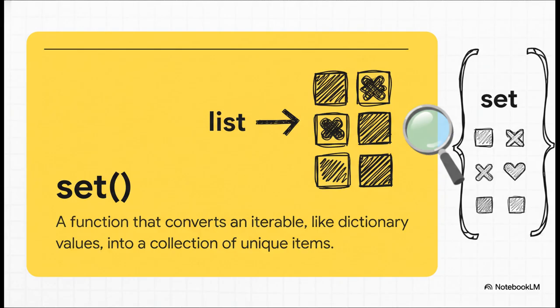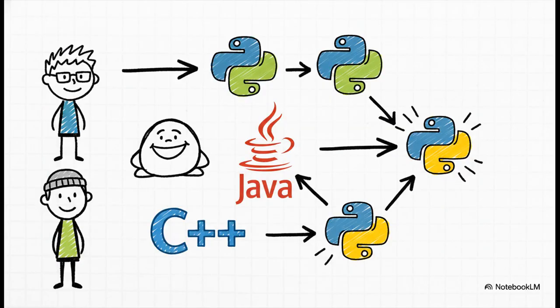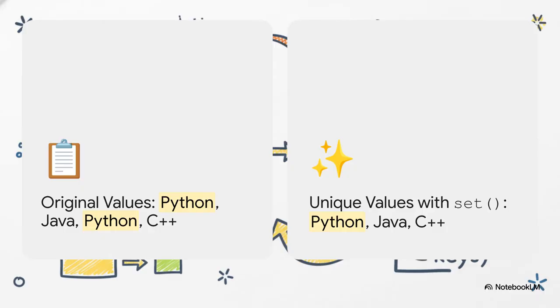So let's say we're polling some developers about their favorite programming languages. We store the results in this dictionary. Now, you can see right away, Python is pretty popular. It shows up more than once. Our mission is to get a single, clean list of every language mentioned with no repeats. And this right here is where you really see the power of set. On one side, you've got the raw list of values from our dictionary. Python is in there twice. But then you run that list through set, and look what happens on the other side. The duplicate Python, it's just gone.